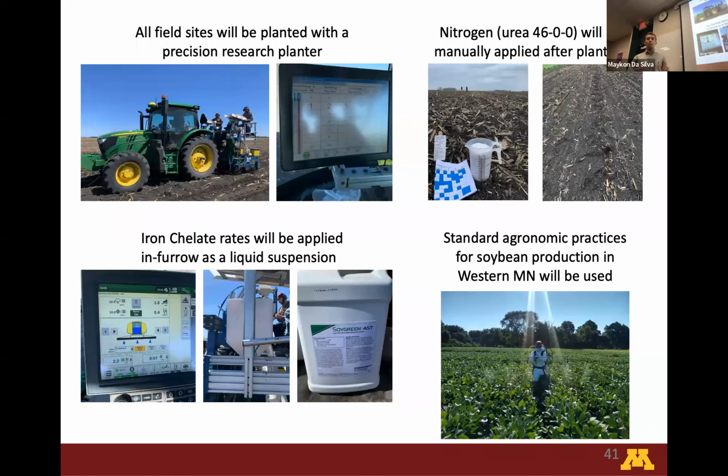All field sites will be planted with a precision research planter. Iron chelate rates will be applied in furrow as a liquid suspension with an in-furrow tubular system attached to the planter behind the seed tube that drizzles the product on the seeds. Nitrogen will be manually applied after planting when environmental conditions that minimize nitrogen losses prevail. Standard agronomic practices for soybean production in Western Minnesota will be used, such as for weed control.